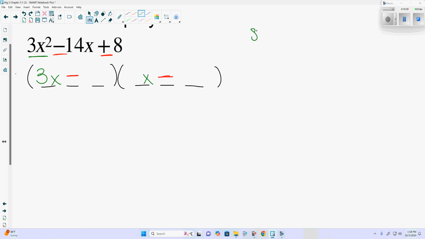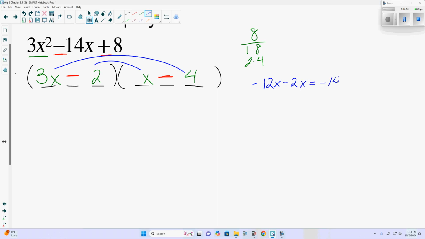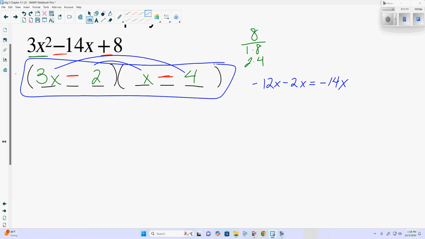8. Which one do we want to try first? 1 and 8 or 2 and 4? 2 and 4. And then we can check. 3x times negative 4 is negative 12x. Negative 2 times x is negative 2x. These have been working out kind of nicely, that we've been able to line them up exactly how they are on the first try.